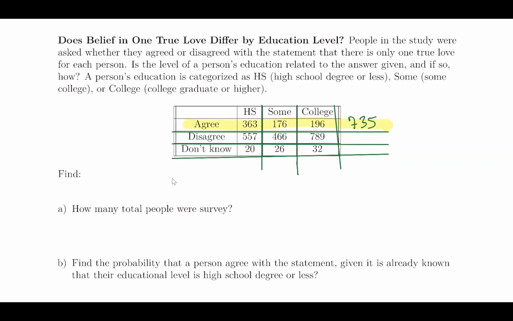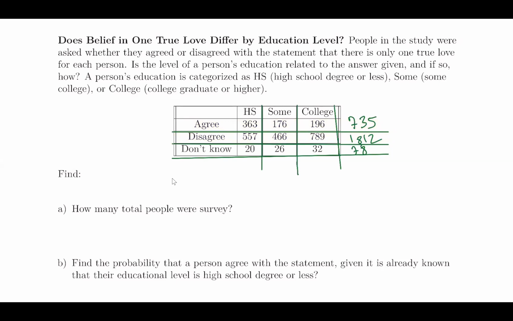735. Let's do the next row. So the next row is for people who disagree with the statement. So we'll go 557 plus 466 plus 789. And we get 1,812. Lastly, we have people who don't know. So we got 20 plus 26 plus 32, and you get 78. All right. So I'm all done with the rows.